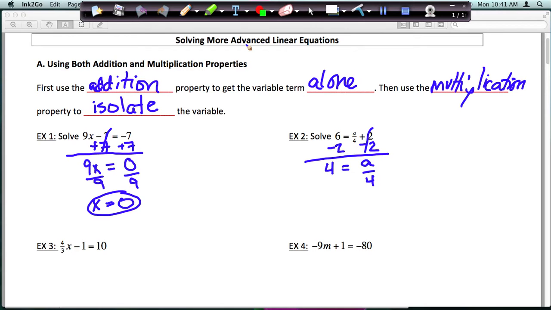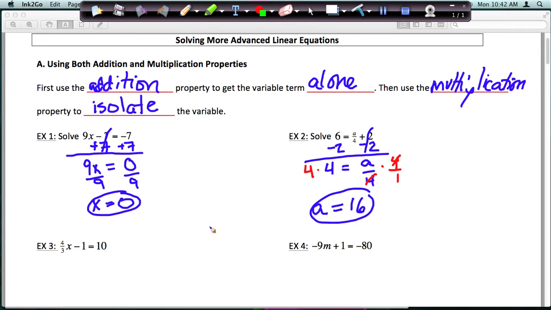I now want to get a by itself, so you need to use the opposite property. The opposite of division is multiplication, so I'm going to multiply both sides by 4. Remember, this is the same thing as 4 over 1. I'm going to multiply by 4 over here, because remember, this 4 and this 4 will cancel, and all I'll be left with is a. So I'm going to write the a first. It equals 4 times 4, which is 16.